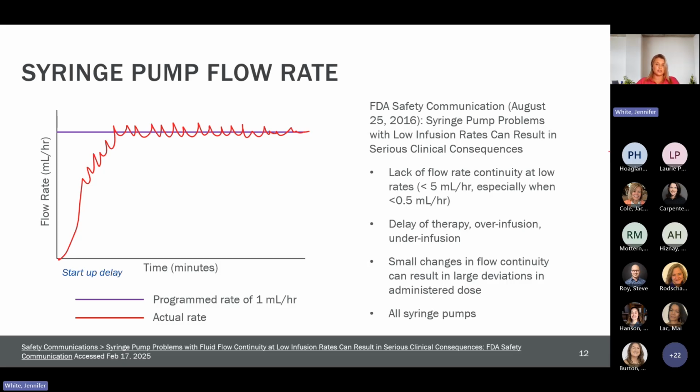Let's take a closer look at factors that influence startup delays and flow rate continuity.